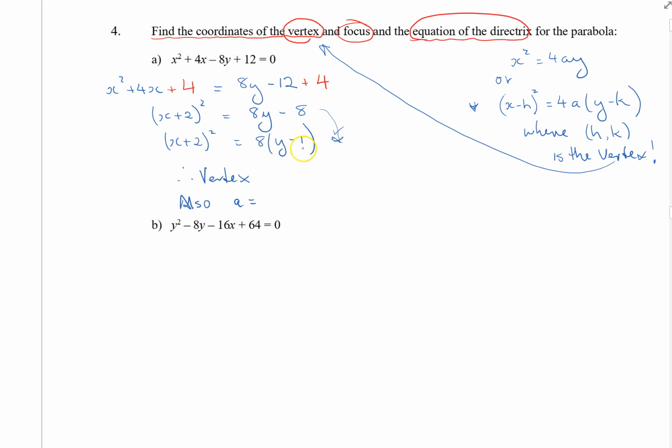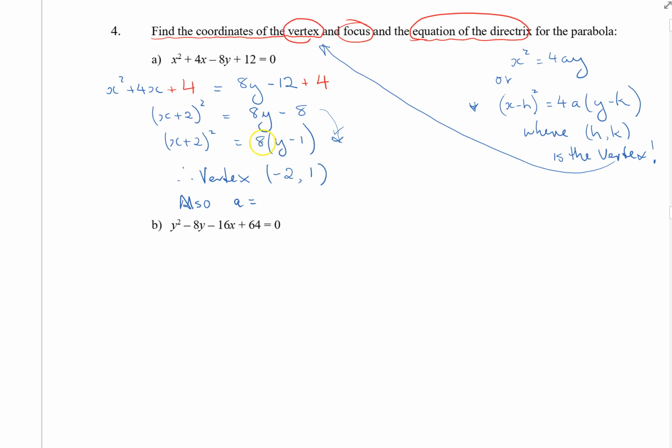Now that's really nice. From that format, I can state the vertex straight away. I can answer that part of the question straight from the equation format that I've produced. The vertex, which is your h and k, will be, now think about, this should be in the format x − h. What have I got a minus to get a plus 2? Got a minus 2, and the k would be 1. So my vertex is at (−2, 1).